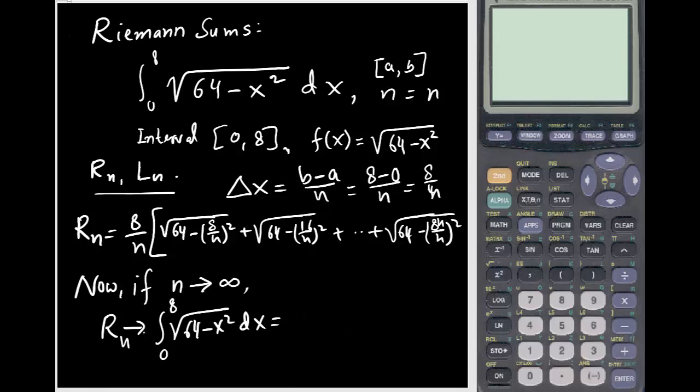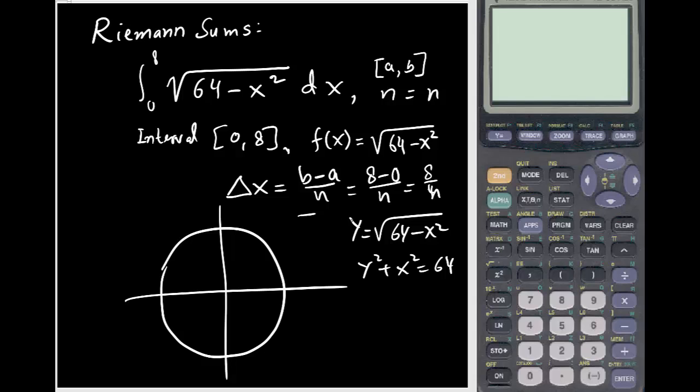Now when n approaches infinity, then this Riemann sum approaches this integral. This integral is nothing but 1/4 of the area of the circle of radius 8, which is pi r squared, and r is 8. If you look at the function y equals square root of 64 minus x squared, now you square both sides, then the radical will be removed, and then add x squared to both sides. So you get y squared plus x squared is 64, which is the equation of a circle, center at 0, 0, and radius equals 8.